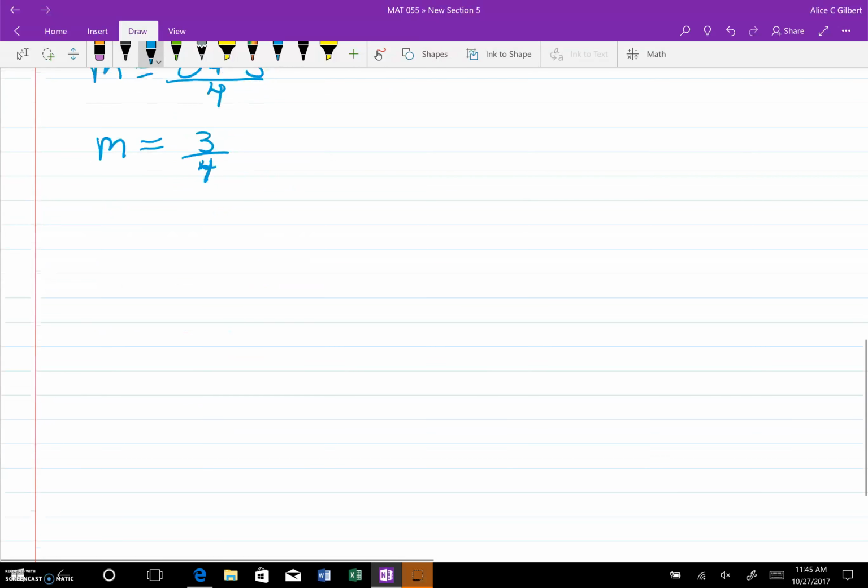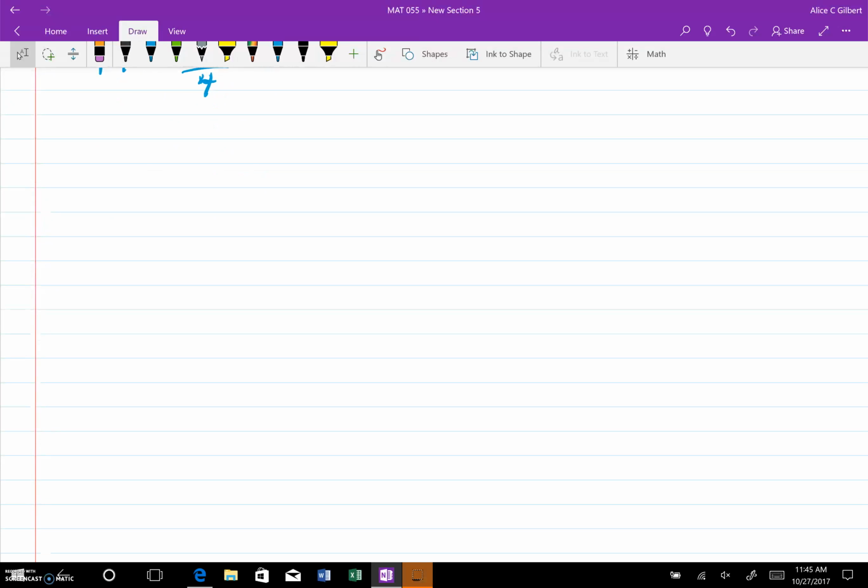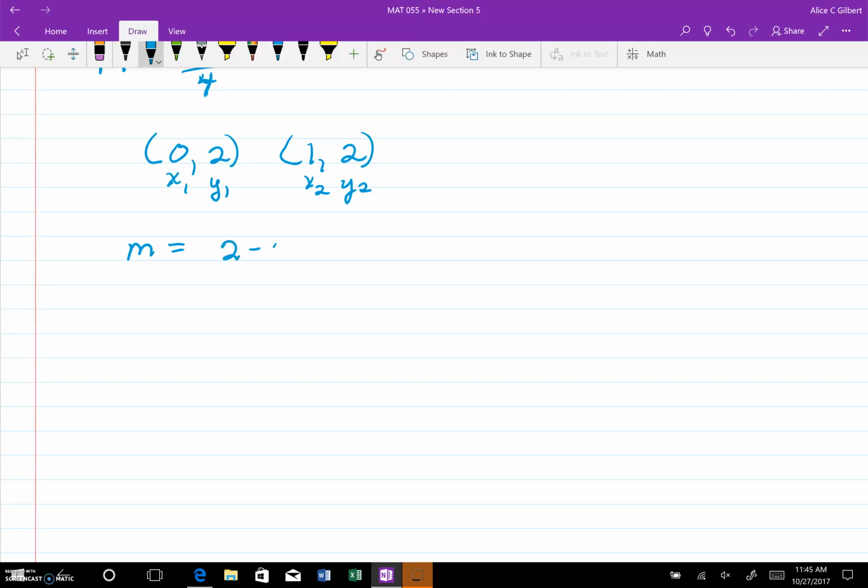Let's do another one. Okay? So if I have the 2 points (0, 2) and (1, 2), this will be my x sub 1, my y sub 1, x sub 2, y sub 2. So m equals 2 minus 0 over 1 minus 0. No, excuse me, I got that wrong.